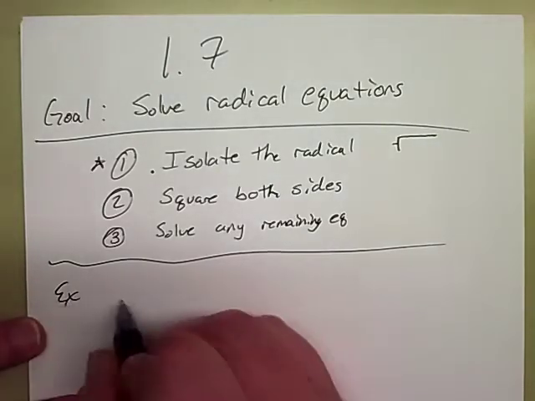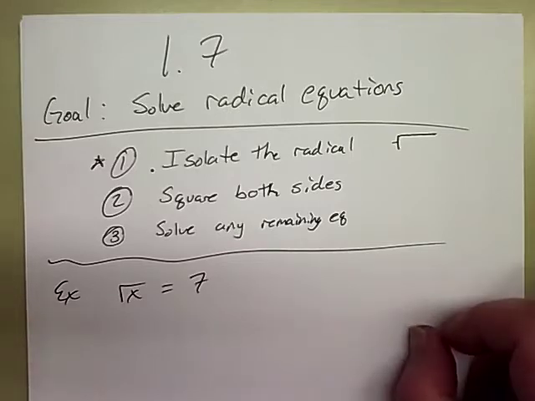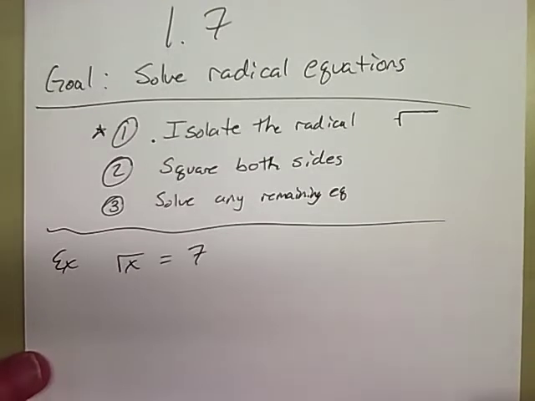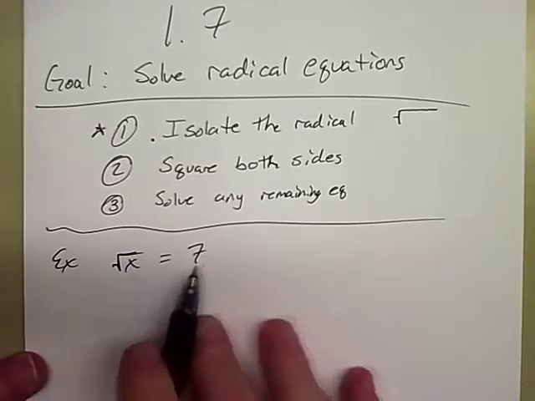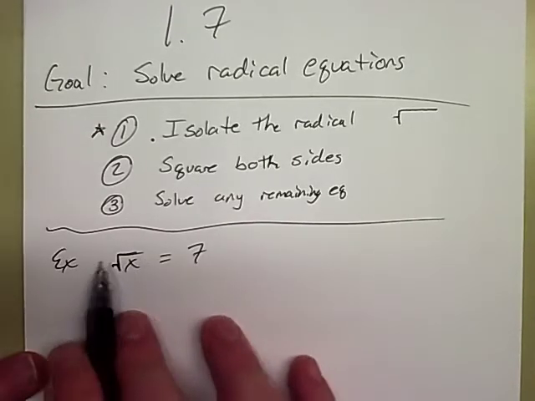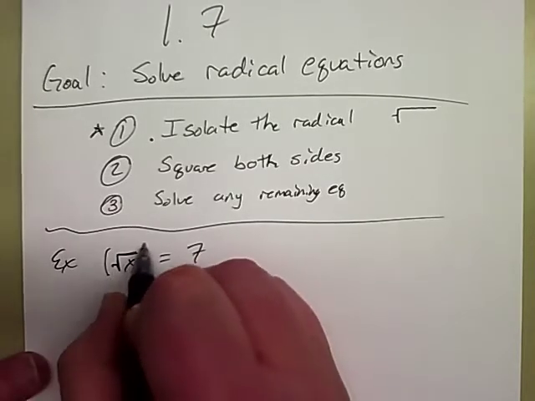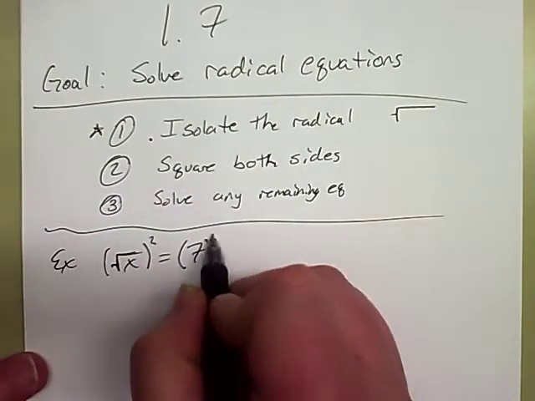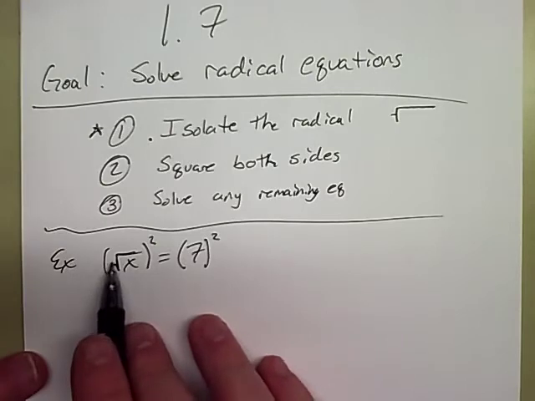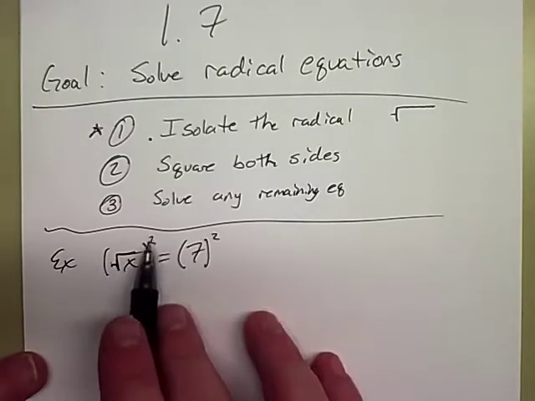So my first example, if we take a look here, the square root of x equals 7, right? If we take a look at this radical, the square root of x, there's nothing being multiplied in front. There's no number here, and there's no numbers after it. So all I need to do is go to the second step, which is square both sides. So I'm going to square this side and square that side. Because the index is a 2, I raise it to the power of 2. So this is squaring both sides.